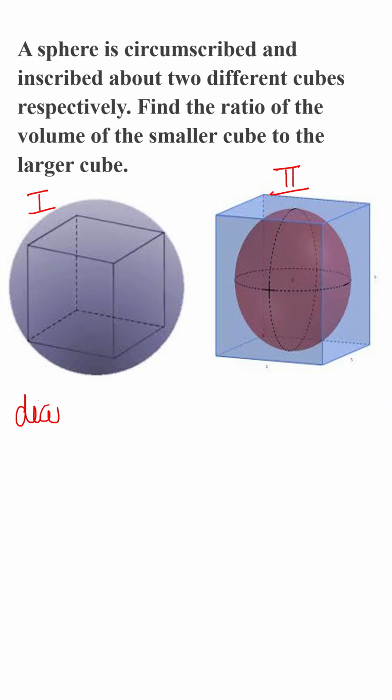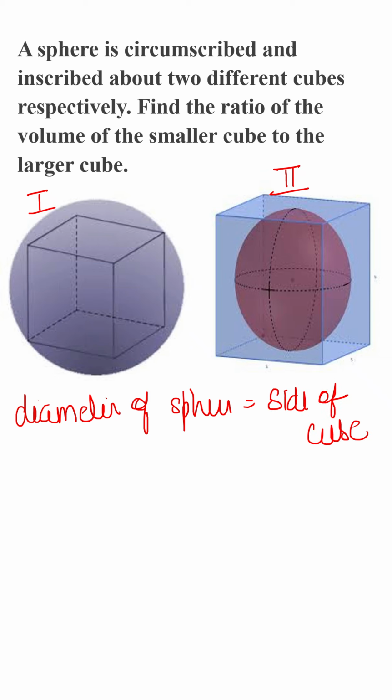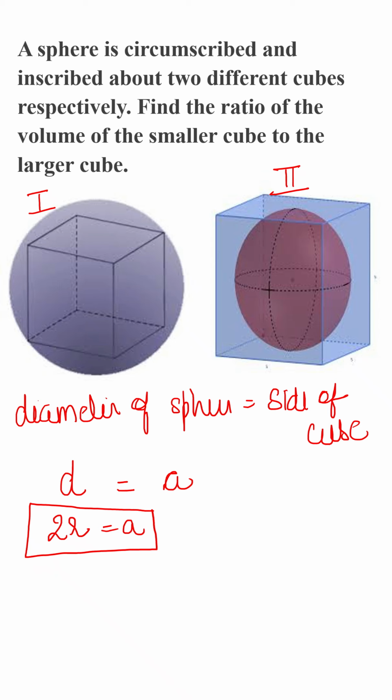Here the diameter of the sphere is equal to the side of the cube. So what is the diameter of the sphere? D. The side of the cube is A. Let's write it in the form of radius. Diameter is twice the radius, which is equal to A. Now what is the side of the cube in figure 1? We have already found this in the previous slide: 2r upon root 3.